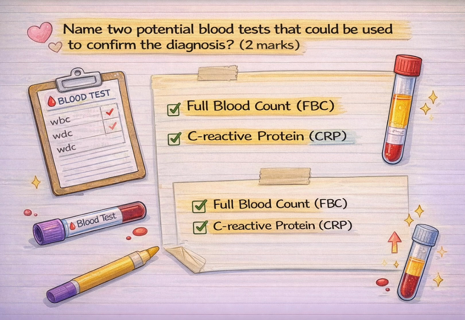So the first test is a full blood count, or FBC. This allows us to check the white blood cell count, which is usually raised during an infection. The second test is C-reactive protein, or CRP. CRP is a marker of inflammation, and it tends to increase significantly in acute infections like this. So the 2 blood tests are full blood count and C-reactive protein. And for 2-mark questions like this, just name the tests clearly, no long explanations needed.